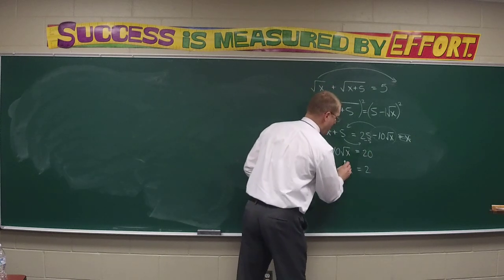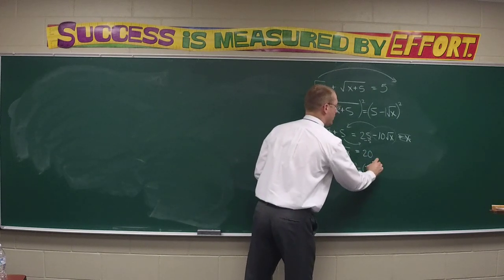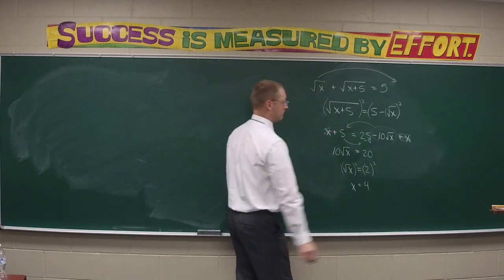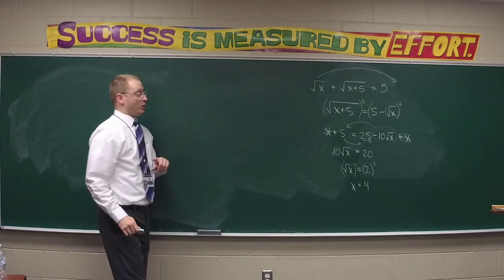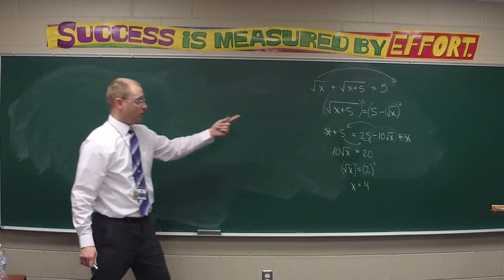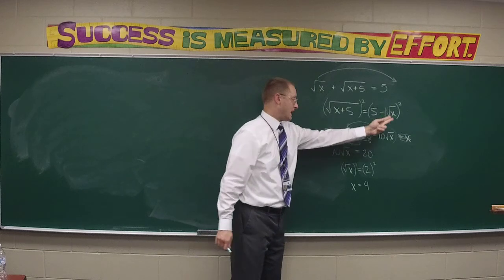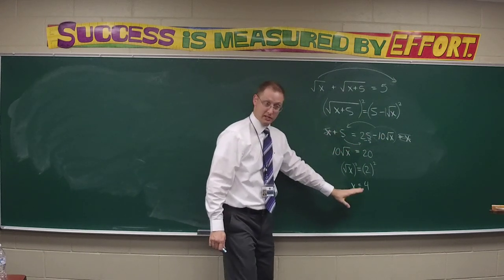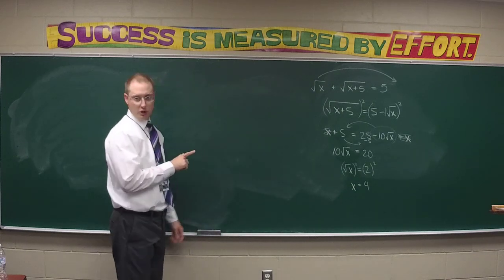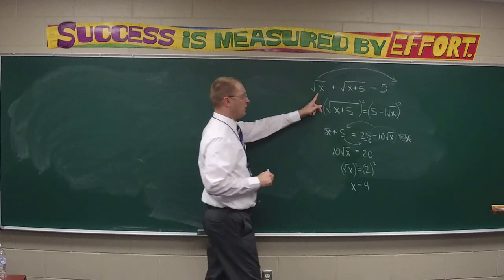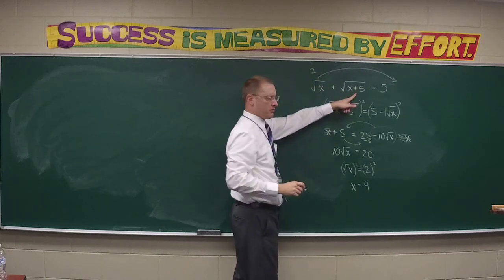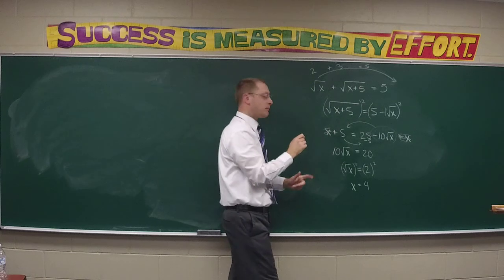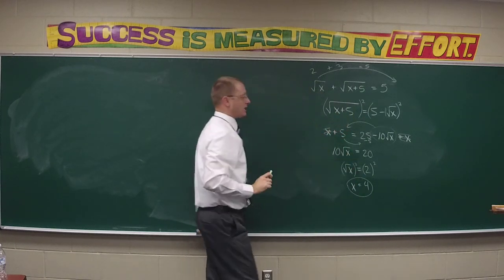And so what do we get when we, now that we've isolated the radical, square both sides? X equals 4. Notice we had to repeat the process. Isolate the radical, square both sides. Isolate the radical, square both sides. And we're done. We should check though, shouldn't we? What's the square root of 4? 2. What's 4 plus 5? Square root of 9? 2 plus 3 equals 5? Yep. And so 4 is my answer.